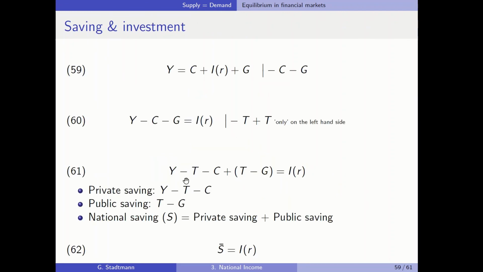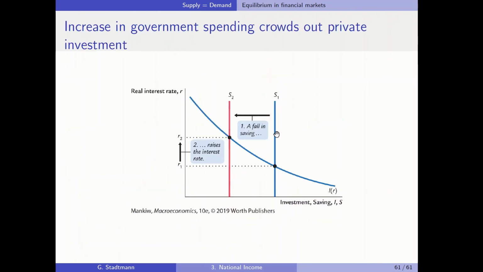Let's once more have a look at equation number 61. Government spending is included in the national savings. So the saving curve will shift. When the government increases government spending, public saving decreases, and when public saving decreases, also national saving decreases. This implies that the saving curve will shift to the left, and we get a new equilibrium here. The interest rate increases, and investment decreases. This increase in the interest rate leads to a decrease of investment, and this has a special label. We call it that an increase in government spending crowds out private investment.